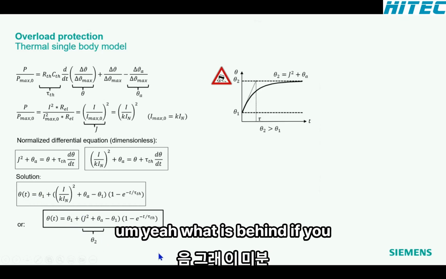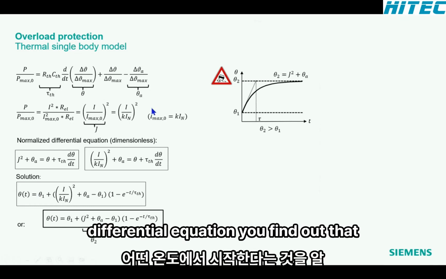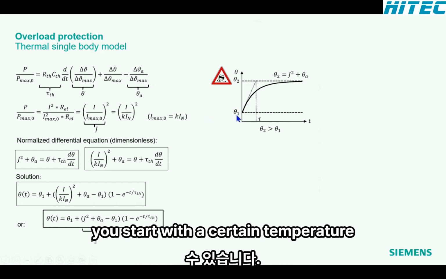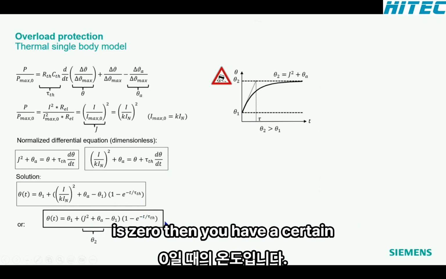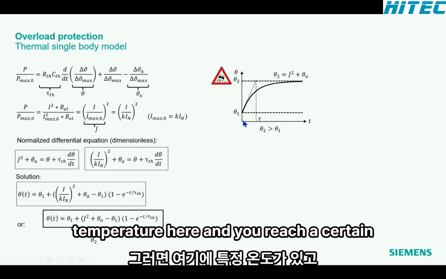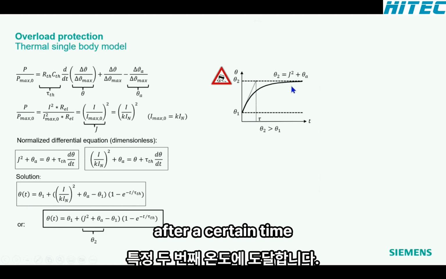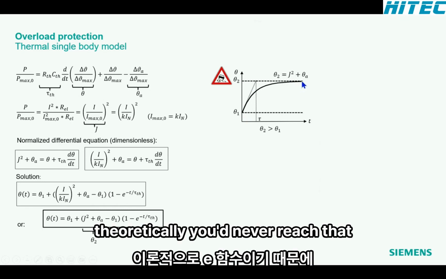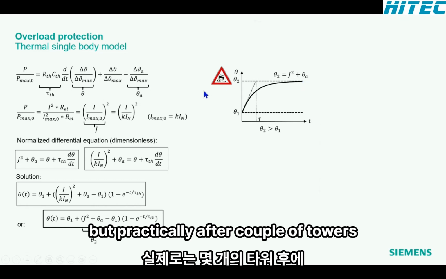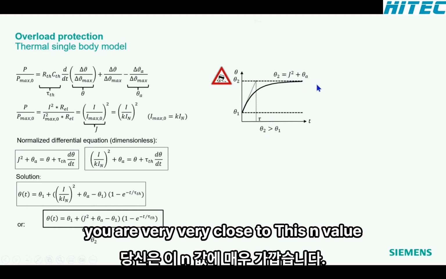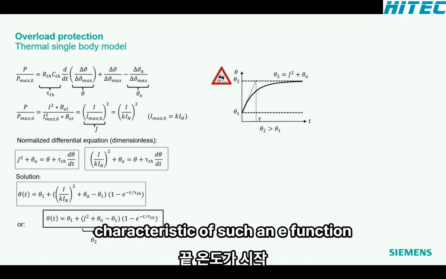What is behind? If you put in values into this differential equation, you find out that you start with a certain temperature. This is the temperature when the time t is 0. Then you have a certain temperature here, and you reach a certain second temperature, the end temperature, after a certain time. Theoretically, you never reach that temperature because it's an E function, but practically after a couple of taus, you are very, very close to this end value. So this is the characteristic of such an E function here.